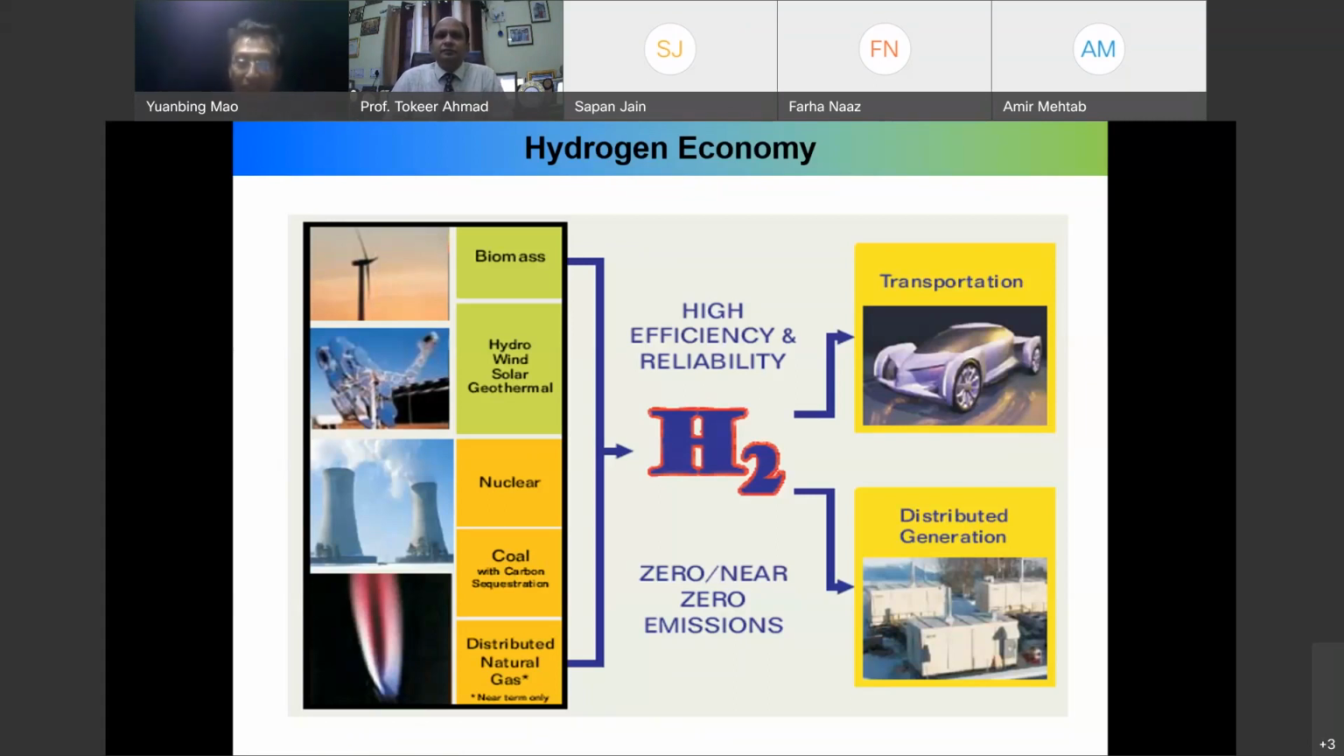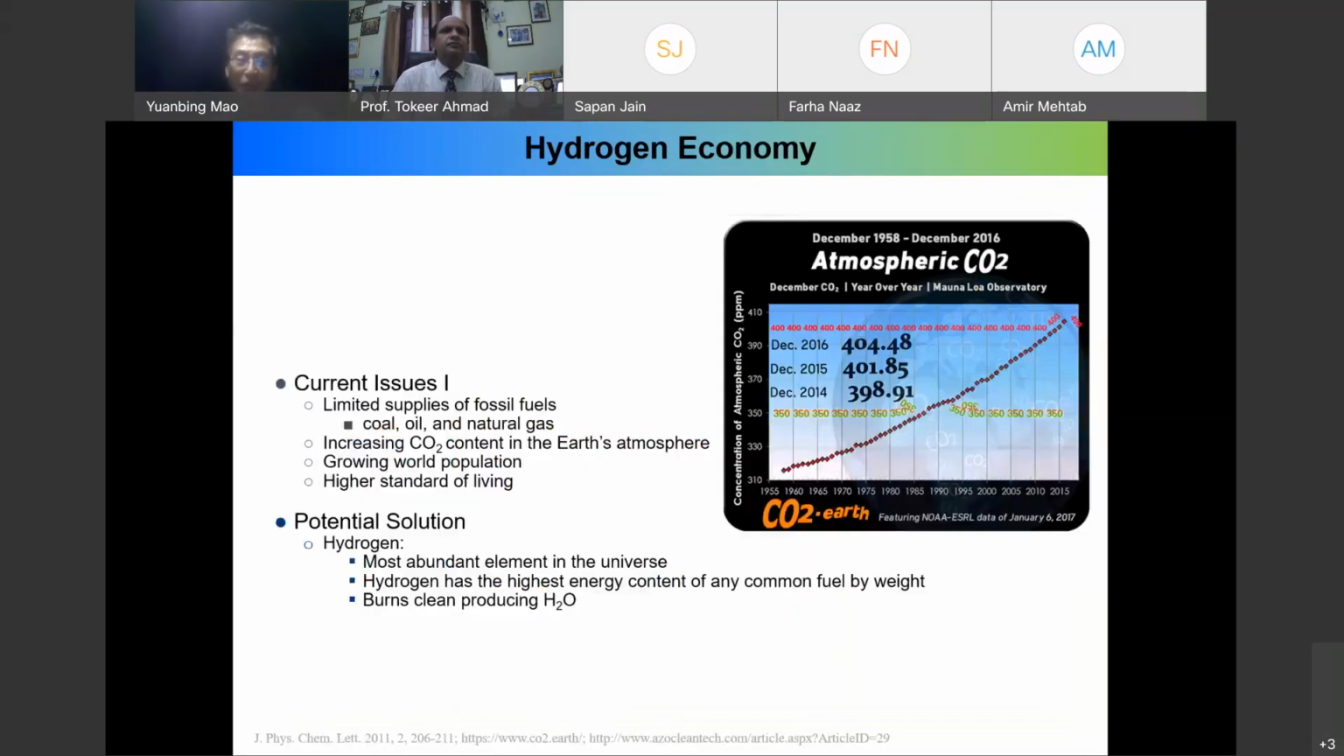Of course, when we say zero or near zero emission, that also depends on how hydrogen is generated, right? Two days ago, when I was talking about photoelectrochemical water splitting, that really gave us zero or near zero emission. But if we generate hydrogen from coal or distributed natural gases, this type of process, it may not. So that's one thing we also need to realize, right? With that, let's move into why the hydrogen economy becomes popular.